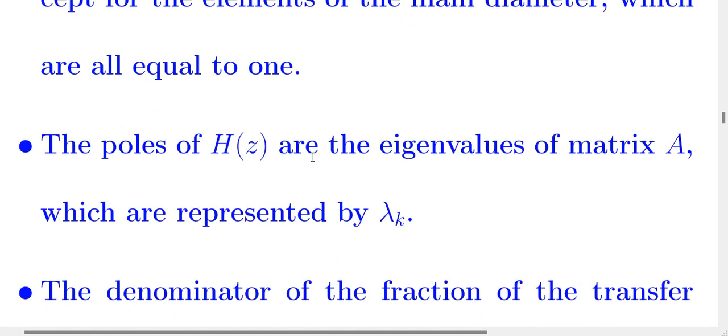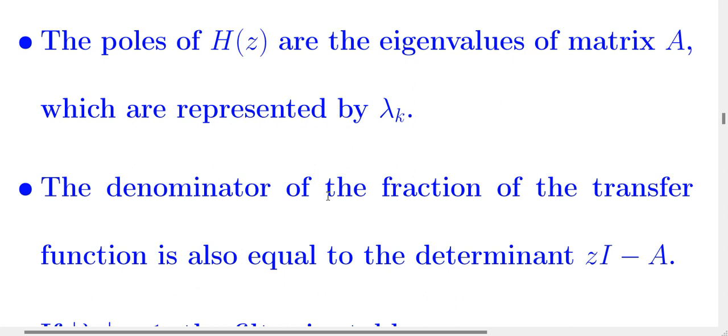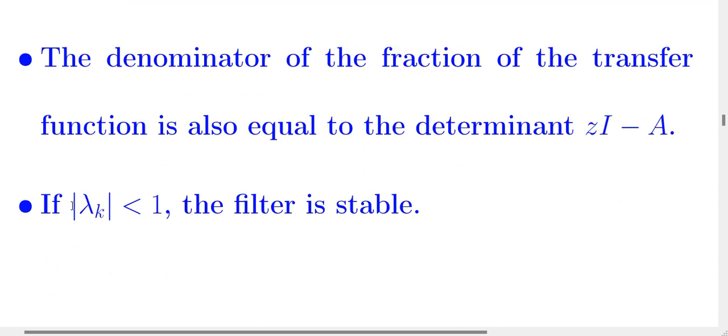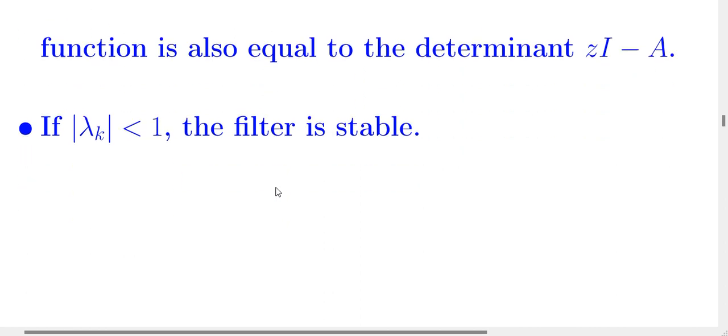The poles of H(z) are the eigenvalues of matrix A, which are represented by lambda k. The denominator of the fraction of the transfer function is also equal to the determinant of zI minus A. If the absolute value of lambda k is less than 1, the filter will be stable.